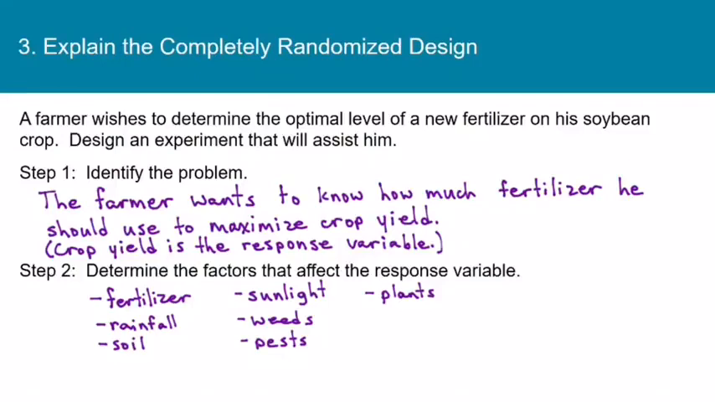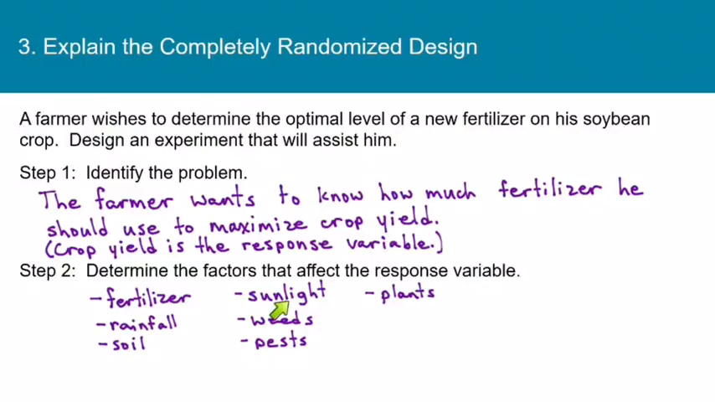So all of these things are going to affect our response variable, but we just want to measure the effect of the fertilizer. That means we either need to control the rest of these, or we need to randomize to minimize their effects. Now, some of them we can control, like we can control the amount of water that the plants get. We can control to some degree the amount of sunlight.